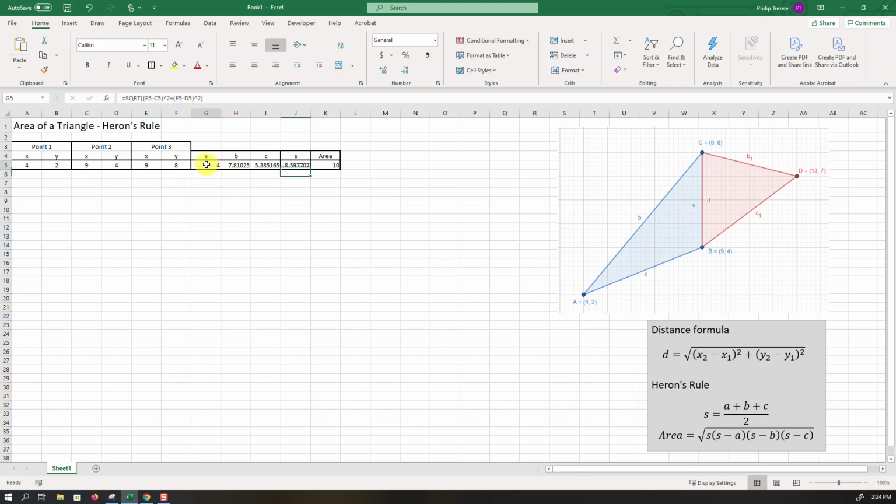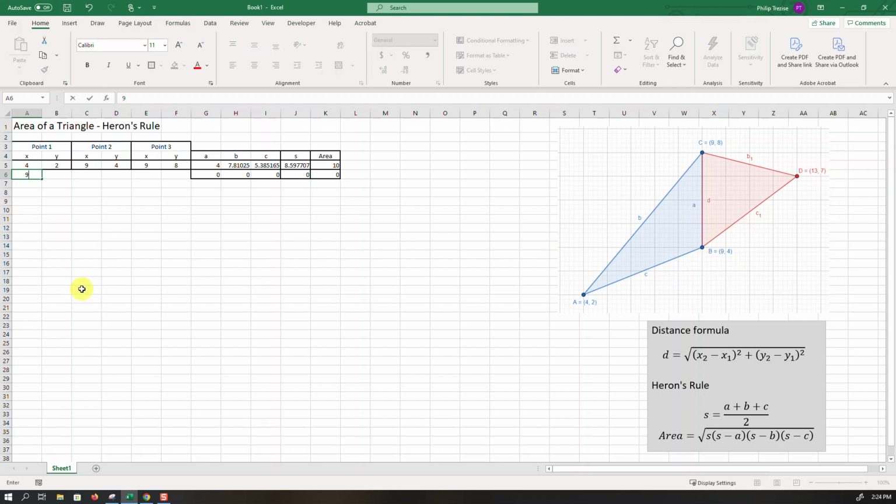Now, I should be able to copy those formulas directly downwards and then enter a new set of numbers. So I'll go, again, 0, 1, 2, and 3 just refers to 3 points around a triangle. So I will go 0.9, 4, then I'll go up to 13, 7, and then I'll go to 9, 8. And I have the area of the red triangle is 8 square units.